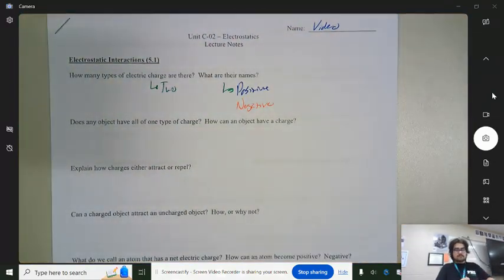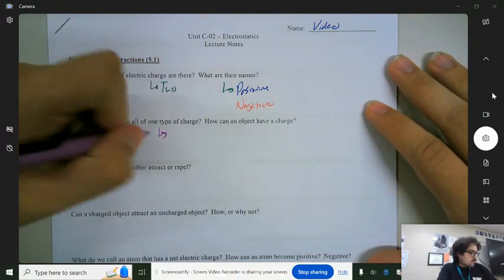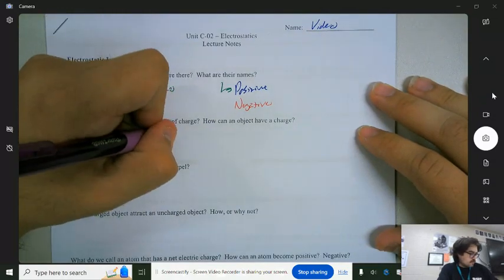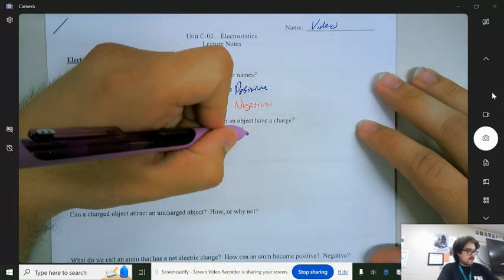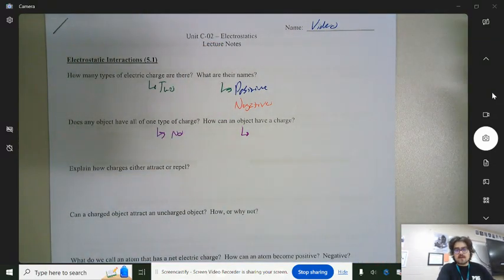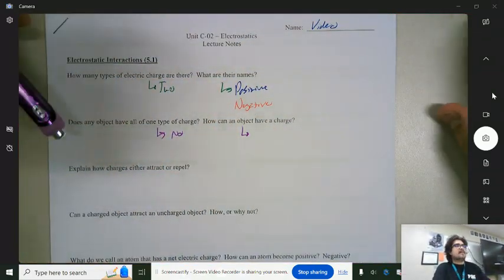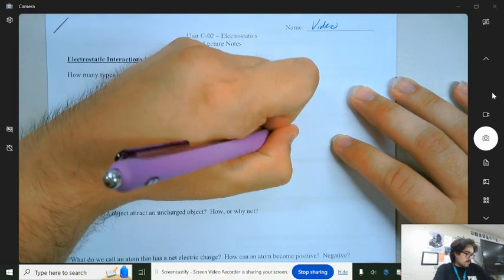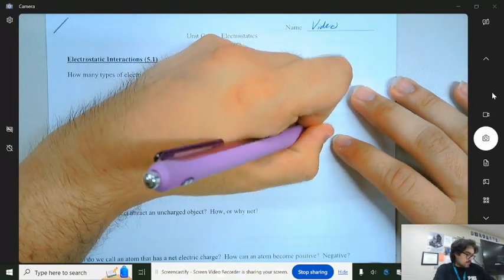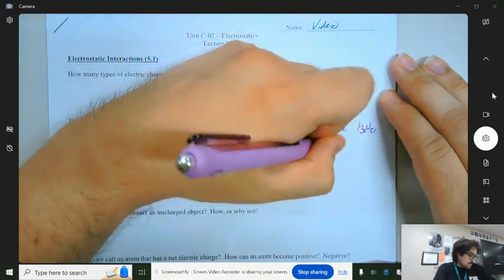Now it's important to note that even though you can think of some object as charged, there's no natural object that has all of one type of charge. When you think of an object that's charged, like a rod, or even an atom if you're thinking in terms of chemistry, it's not that it only has positive charges or only has negative charges. It's rather that it has more of one type of charge than the other.